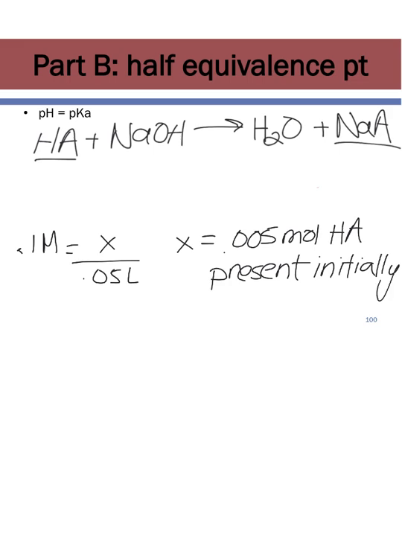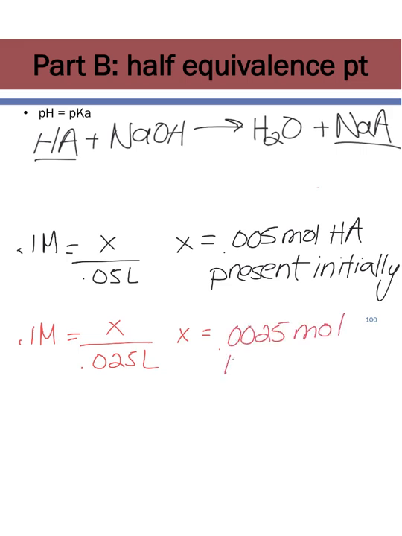All right, we have added 25 milliliters of NaOH. So we had 0.1 molar NaOH. 25 milliliters would be 0.025 liters. Therefore, when we multiply those together, we would get 0.0025 moles of base.